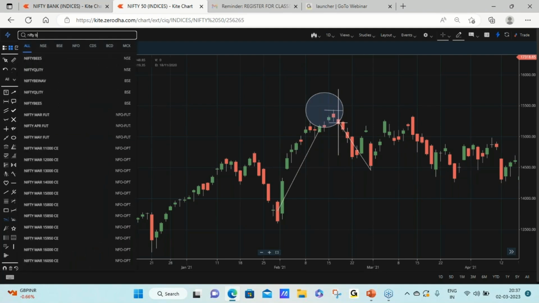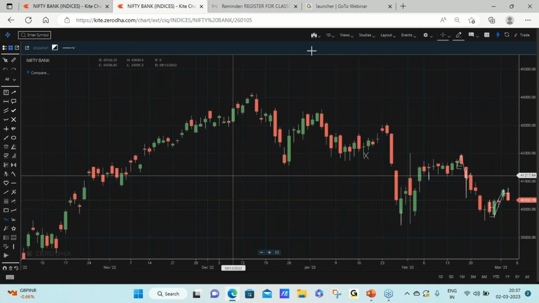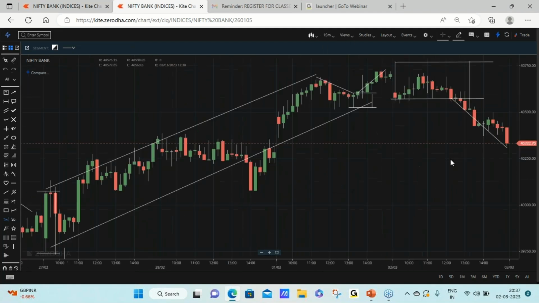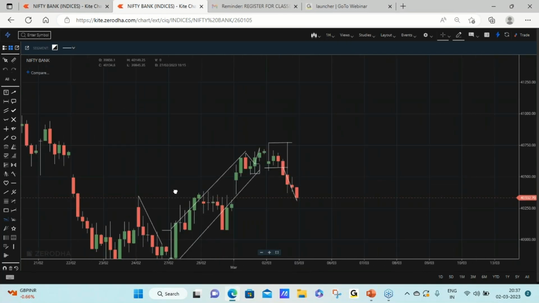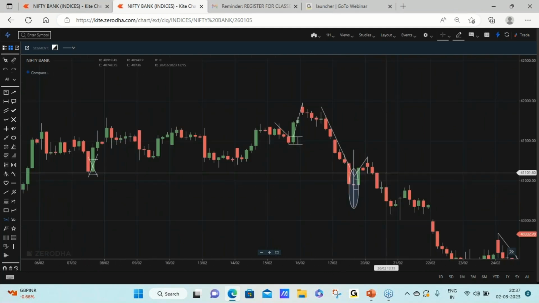So we can take Nifty Bank also, it will work beautifully. Let's check if there is any opportunity in 15 minutes first, then we can shift to hourly and daily. Usually it will work beautifully in any of the time frames, but you have to match the prerequisites. That is the important task.